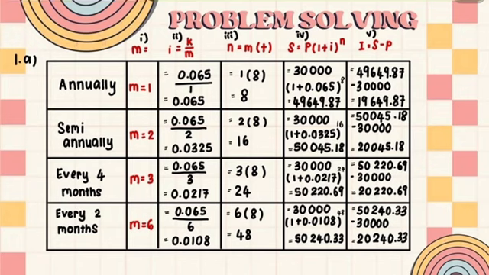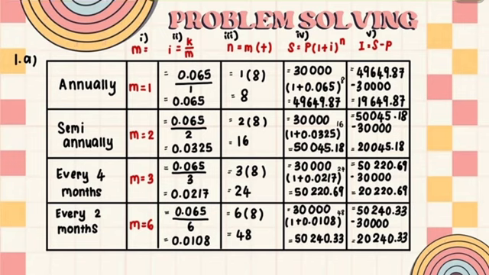Lastly, I equal to S minus P. S equal to RM 49,649.87 and P equal to 30,000. So we need to minus it, and the answer is RM 19,649.87. For the semi-annually, the frequency of compounding is 2. I equal to K per M, which is K 0.065 and M equal to 2, so it will be 0.0325. So M equal to 2 and T equal to 8.